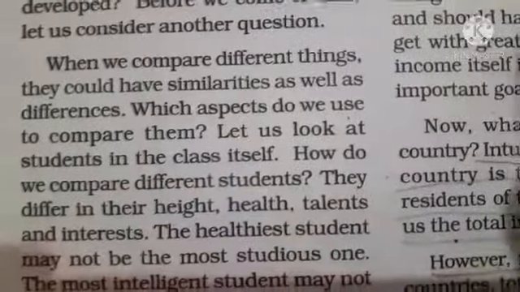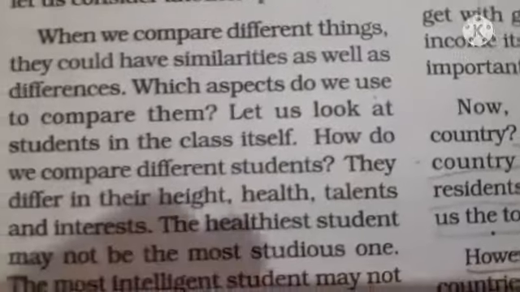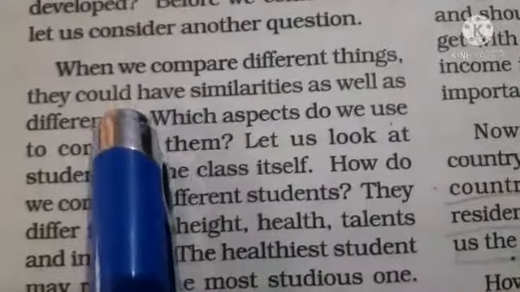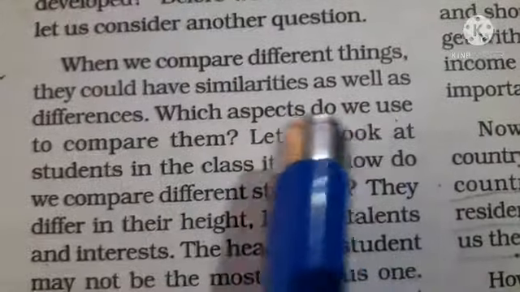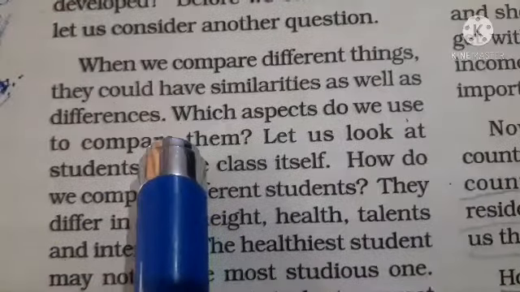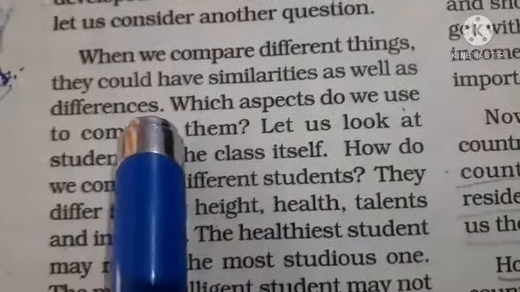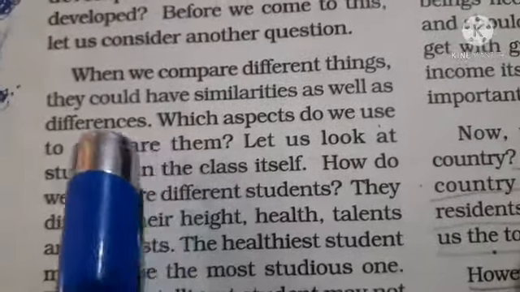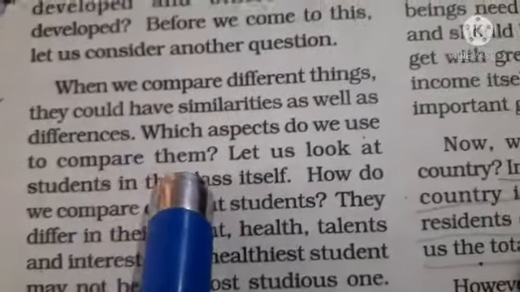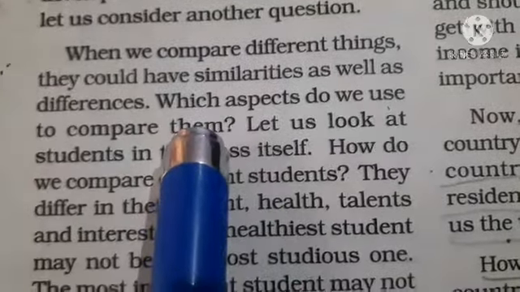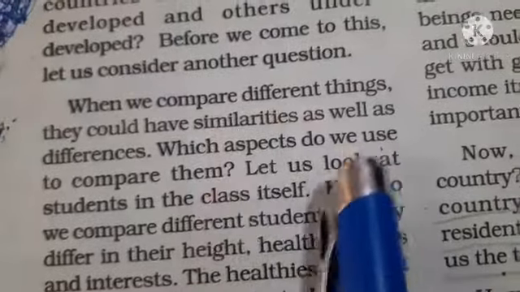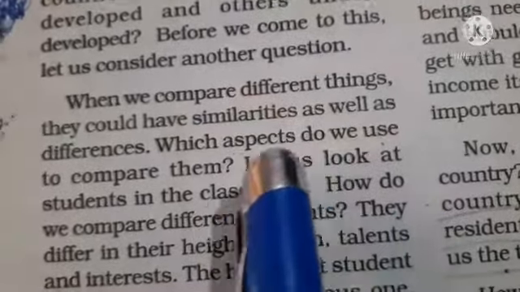When we compare different things, they could have similarities as well as differences. For example, when we compare India with a developed country like Japan, there can be some similarities between India and Japan, or India and Russia, but there are also some differences. Which aspect do we use to compare them? Which aspect means what criteria do we use to compare?